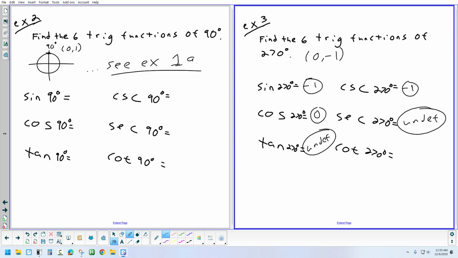And the cotangent of 270? Wouldn't that be 0 over -1? And what would that be? 0. Okay, so that's the 6 trig functions for 270. Any question on that one?